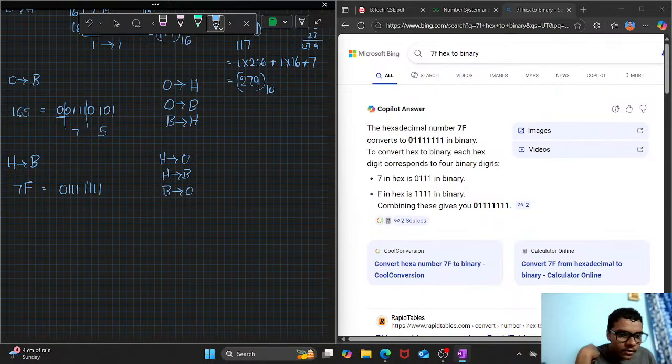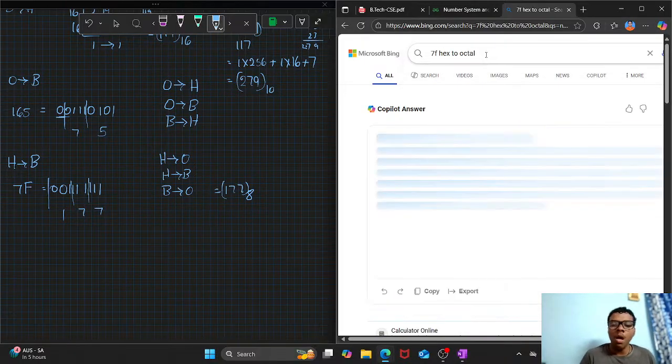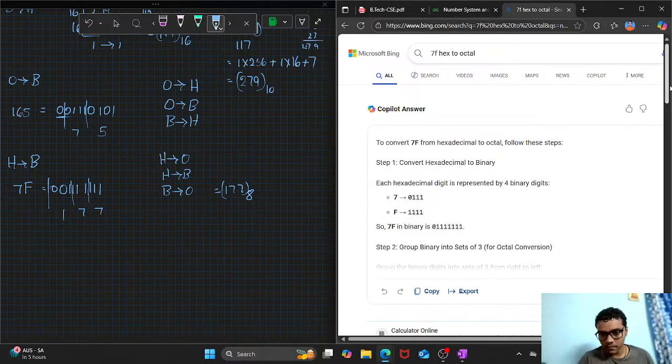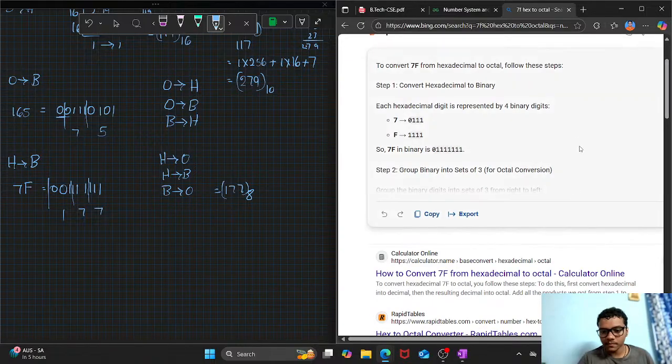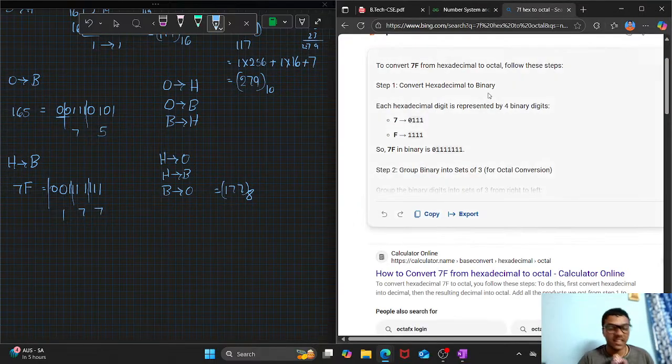So here, what will you do? You will just slice up 3 bits, 1, 2, and 3, and you will add a 0 here and 1, 2, and 3. So this is 7, this is 7, this is 1. So that is 177 in octal. Yeah, 177. Nice.